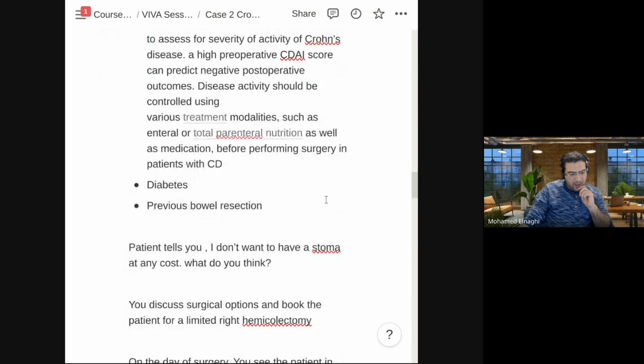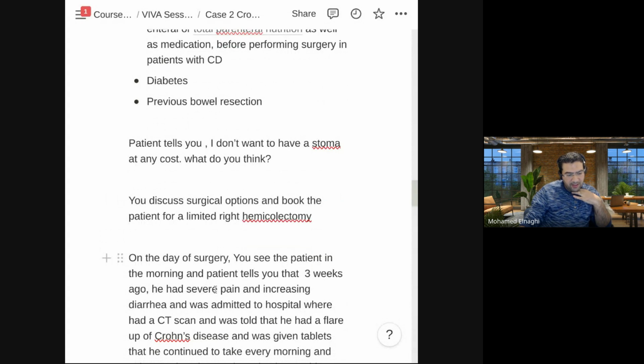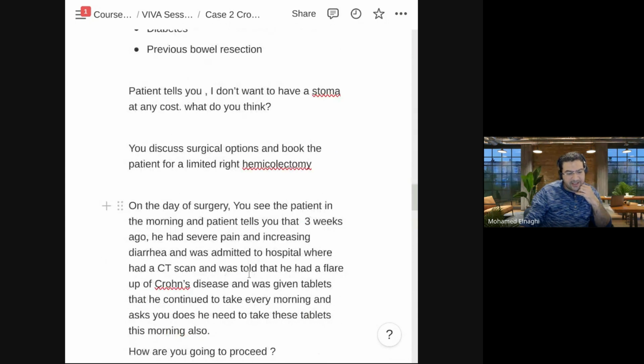Okay, fine. So you discuss the surgical options with the patient. You book him for a limited right hemicolectomy. So on the day of surgery, you see the patient in the morning, and the patient tells you that 3 weeks ago, he had severe abdominal pain with increasing diarrhea and vomiting, and he was admitted to the hospital, and had a CT scan at the time, and they told him he had a flare-up of Crohn's disease. He was given some treatment, and he was sent home. He tells you that he's been taking these tablets every morning since, and is asking you, do you want me to take these tablets today, this morning?